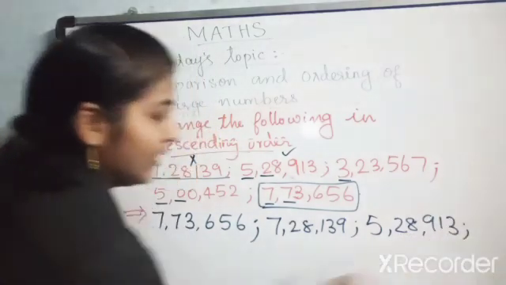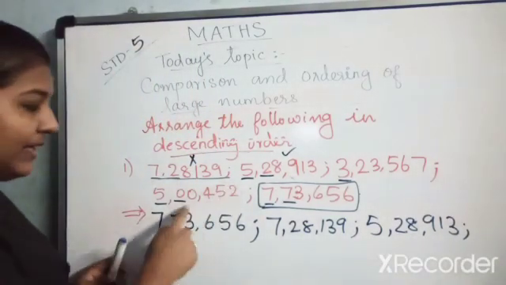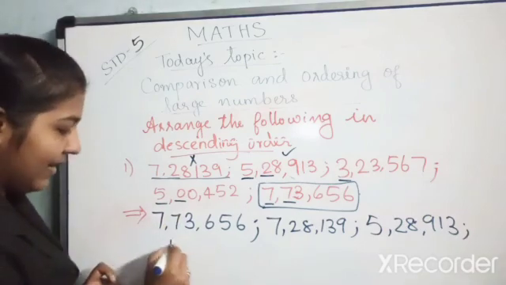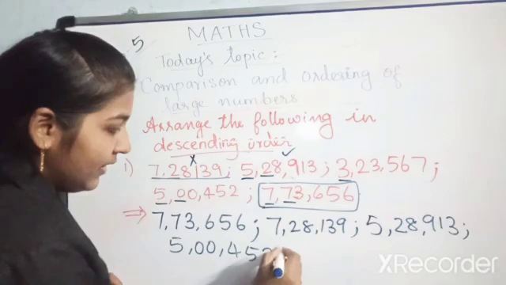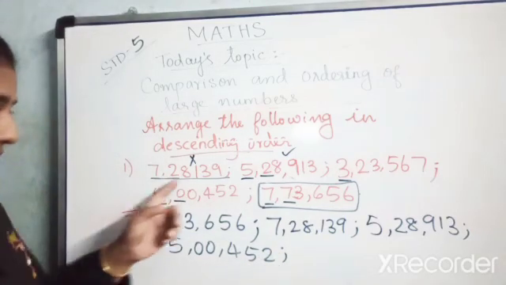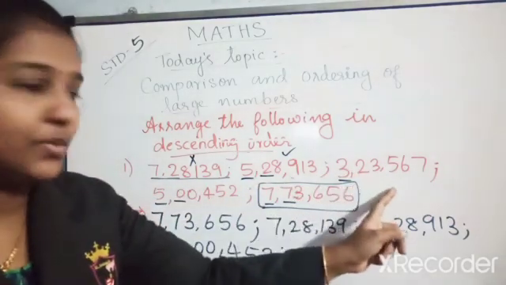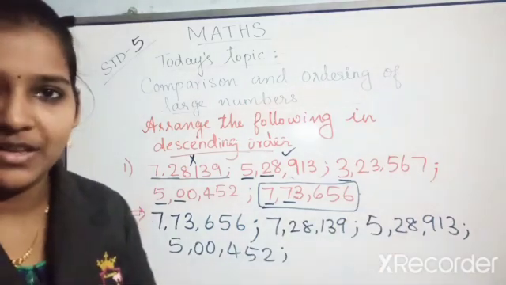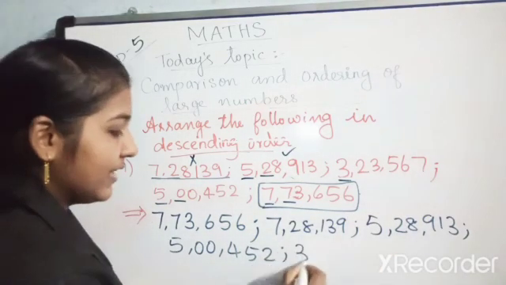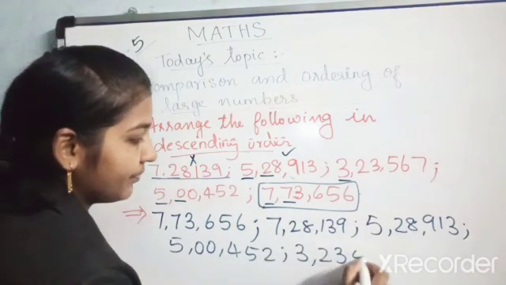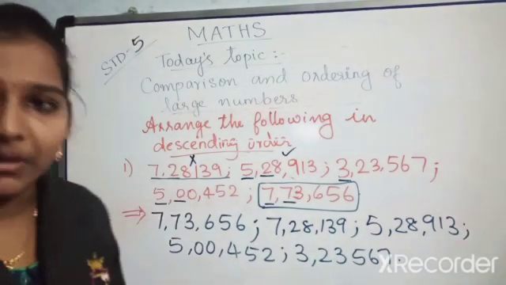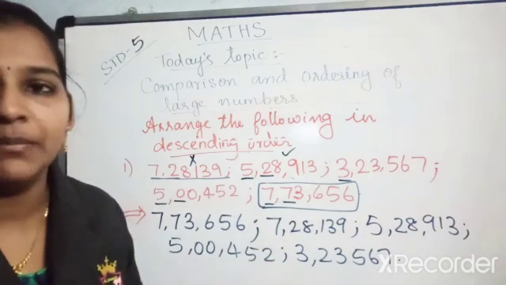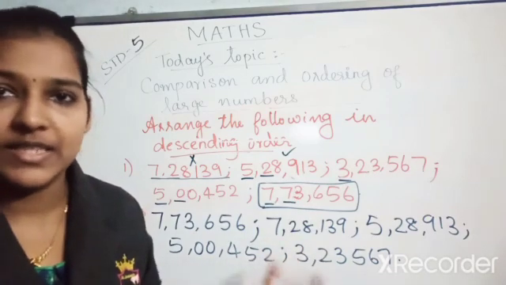5,28,913. Okay. Now after that the number will be 5,452. Now what is left? Only one number is left, and that is 3,23,567. So you can write that in the last position. Okay, so this way you can compare the digits and compare the numbers, then arrange in descending order.